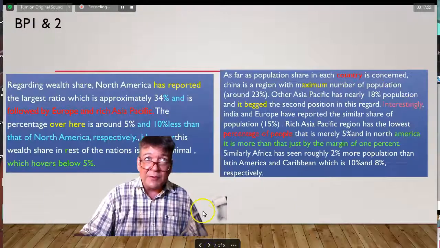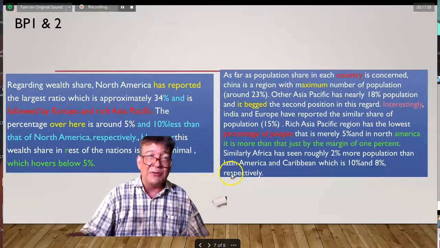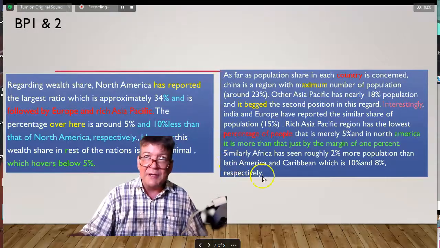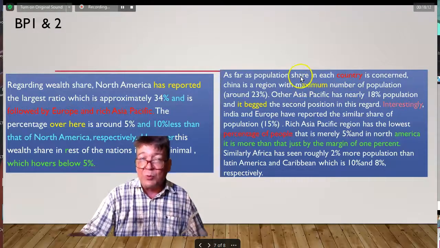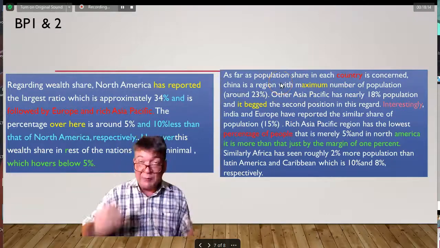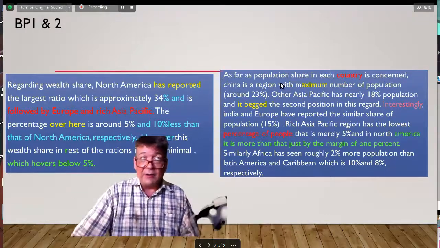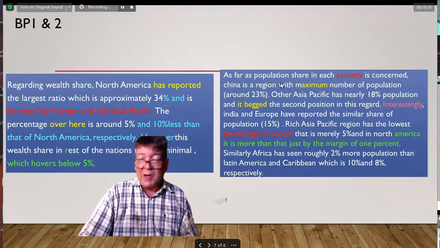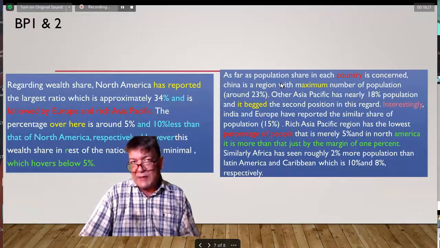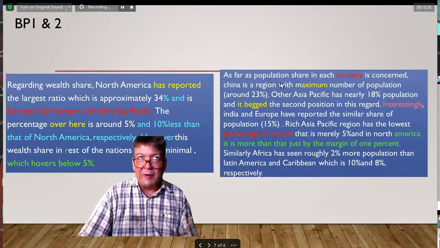In the next one. As far as population share in each country is concerned. It's a very long connector, and it's not a country. China, which you really refuse to capitalize for some reason, is a region. No, it's a nation with maximum number. Now you don't repeat your words throughout your essay, particularly when they're mistakes. Around 23%. Now is it okay to use parentheses when reporting percentages? I think so, but you want to be consistent about it. Why didn't you do that in the first body paragraph?